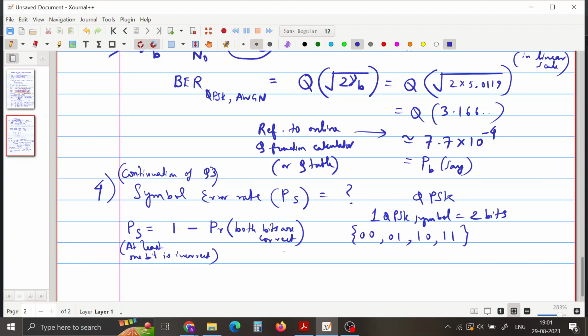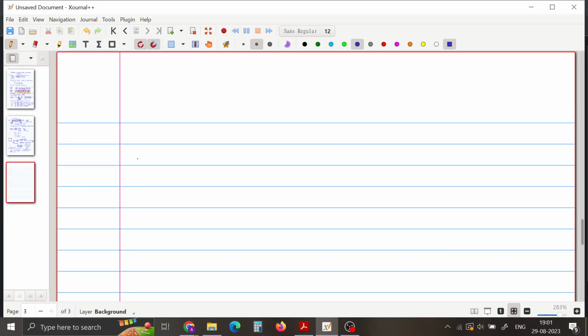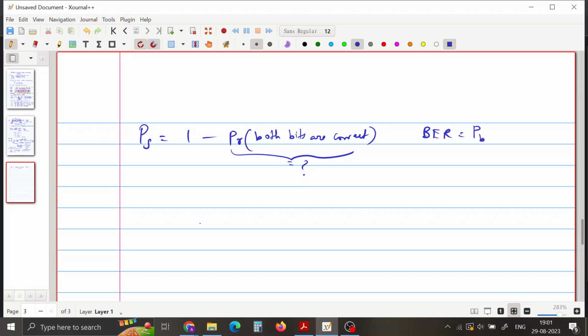Okay, great. If not, then it's fine. I'll go to the next page. I'll write it once again. This is 1 minus the probability that both bits are correct. Now, what is this probability that both bits are correct, given that your bit error rate is PB?